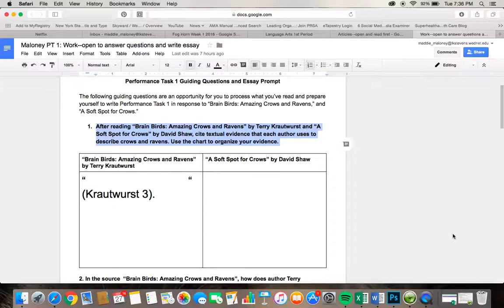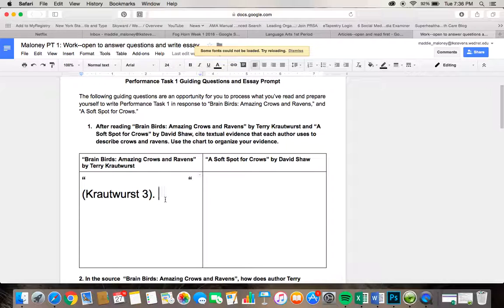Okay, so I'm going to break this question down real quick. Question 1 is asking you to provide textual evidence for how both authors describe crows and ravens in their texts. So this could be that they describe them as being really cute, silly, smart. You would put whatever quote that is, whatever the description is, here, for example, and then I do want you to cite it.